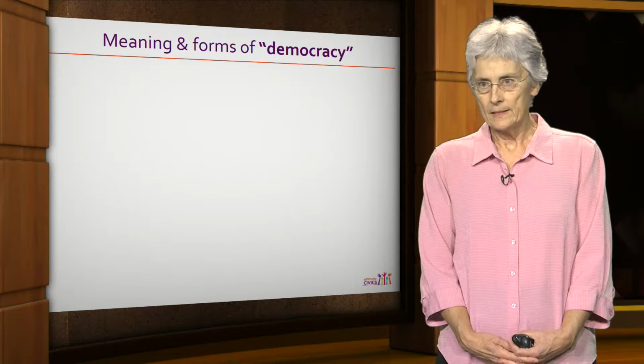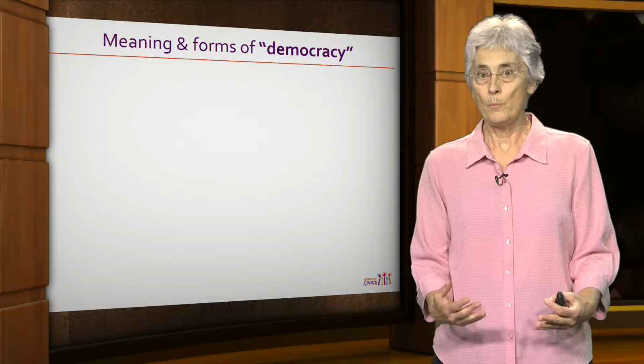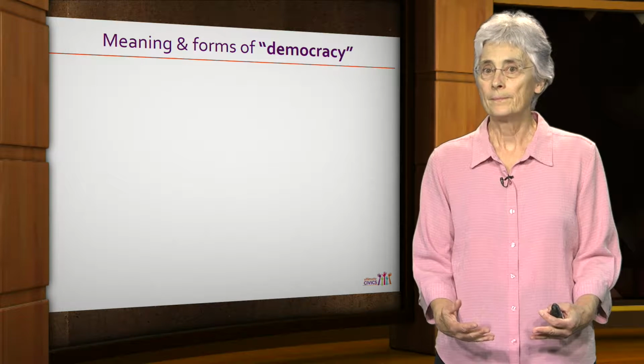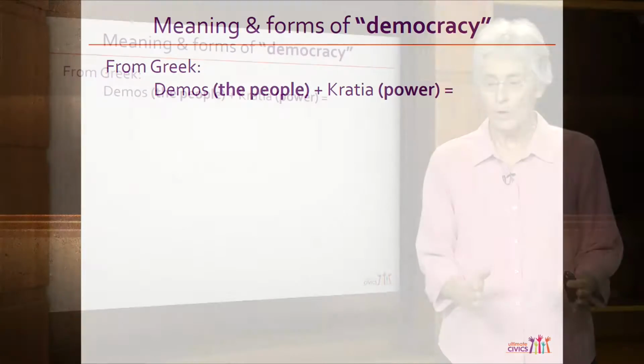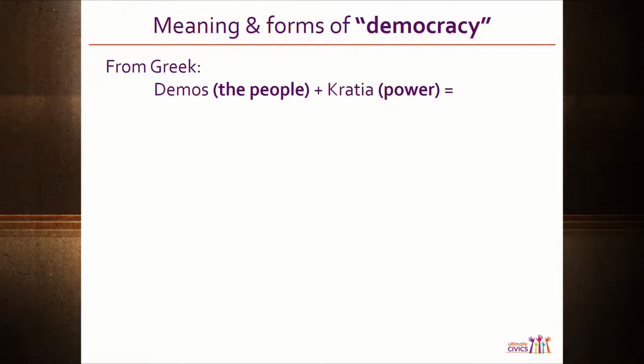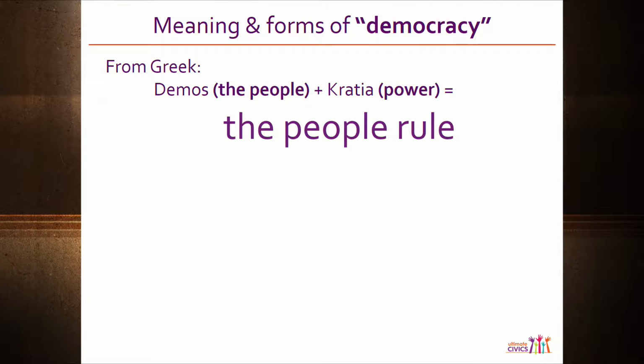What is democracy? The literal meaning of the word. If you need some help with that, here's some Greek. It's based on demos, the people, and kratia, power. It literally means the people rule. There are two forms of democracy, direct democracy and a democratic republic. In a direct democracy, it's ruled by the majority.